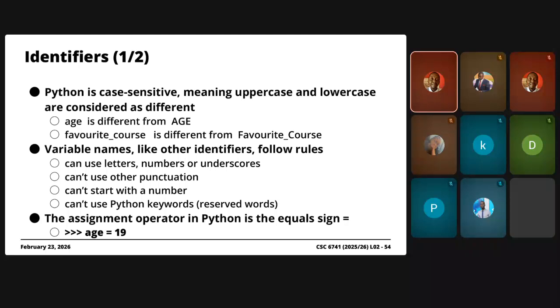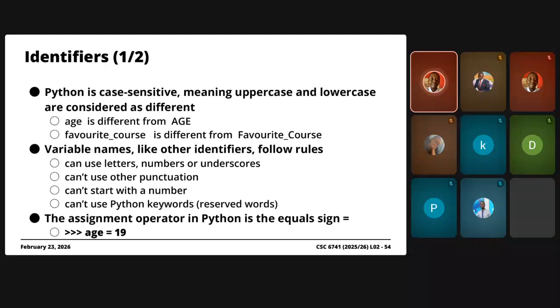First, you can only use a combination of letters, numbers, or underscores when you're creating variable names. I'll give you an example here. Let's go through all the rules anyway, and then we'll look at examples. So you can use a combination of letters, numbers, and an underscore. You cannot use any other punctuation other than the underscore when you're creating these identifiers or variable names.